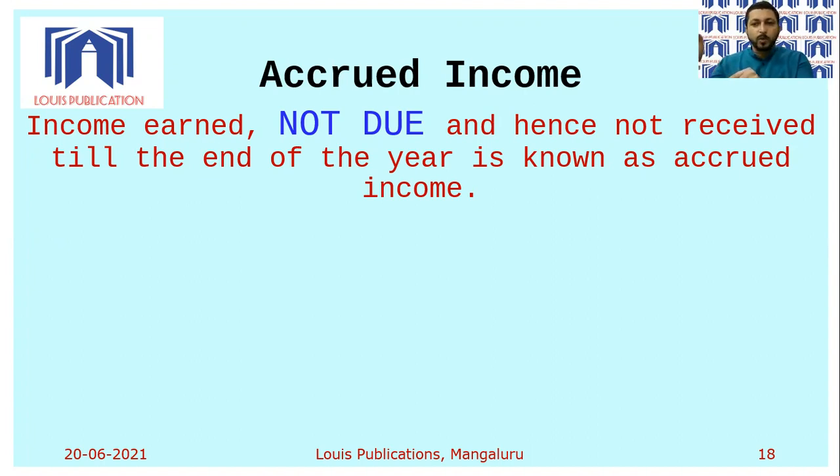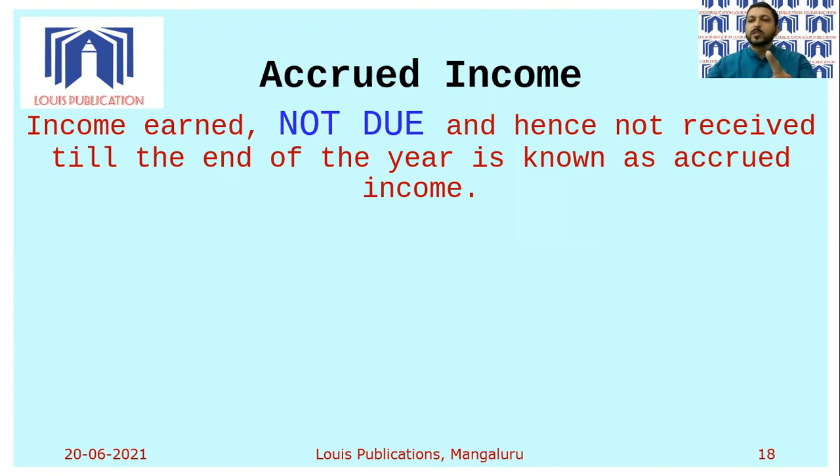But now, when I come to 31st of March, we have earned interest for the month of January. We have earned interest for the month of February. We have earned interest for the month of March. We have earned it, but has it become due? No, it will become due only in the month of June. So we have earned it, it is not due, and therefore we have not received it.